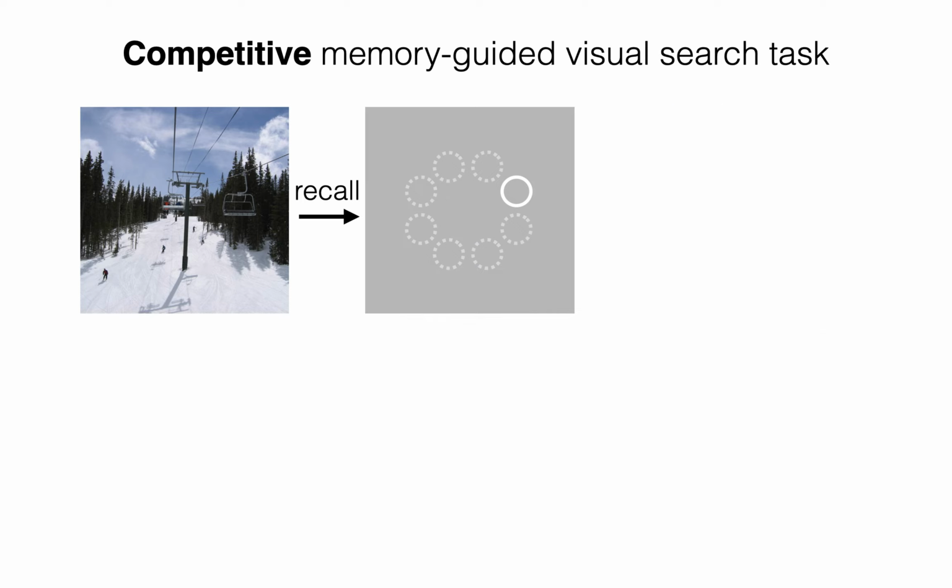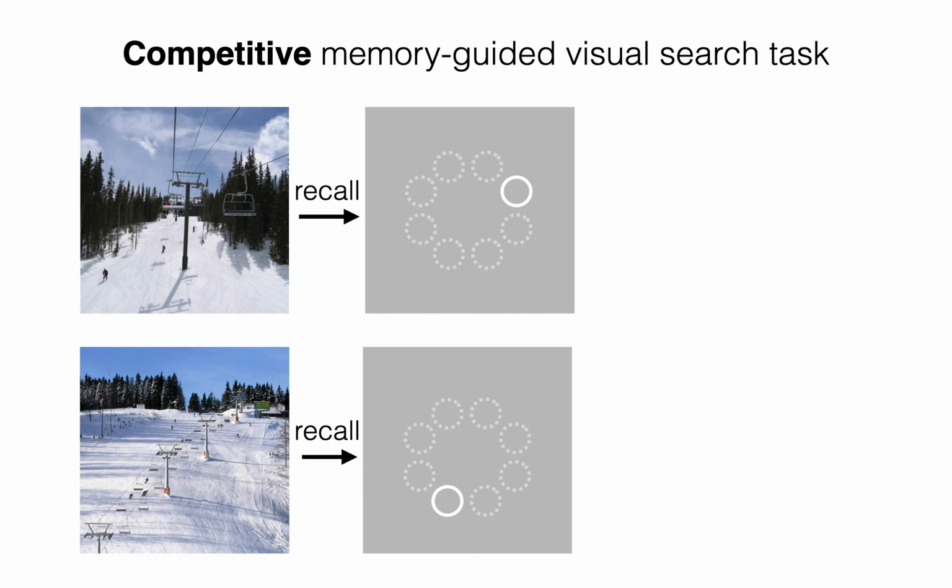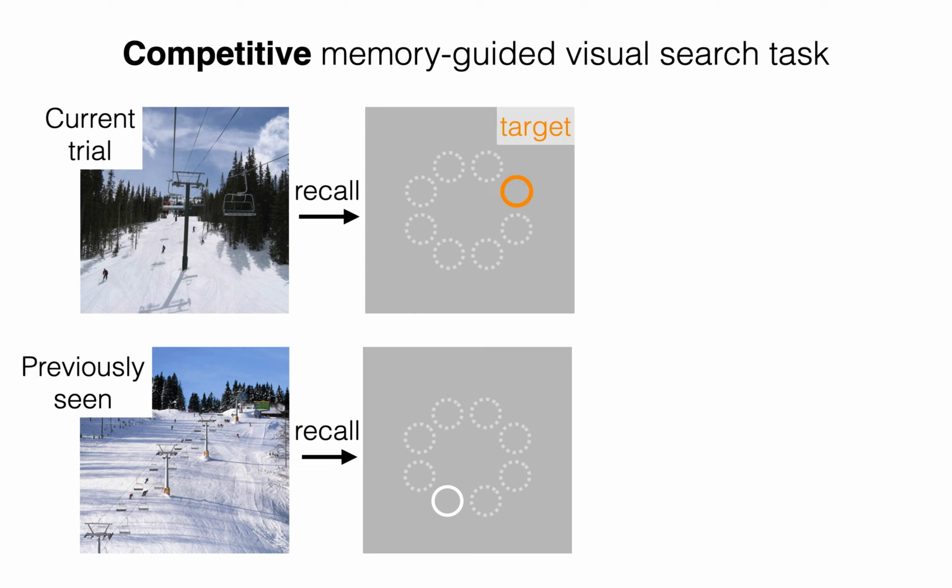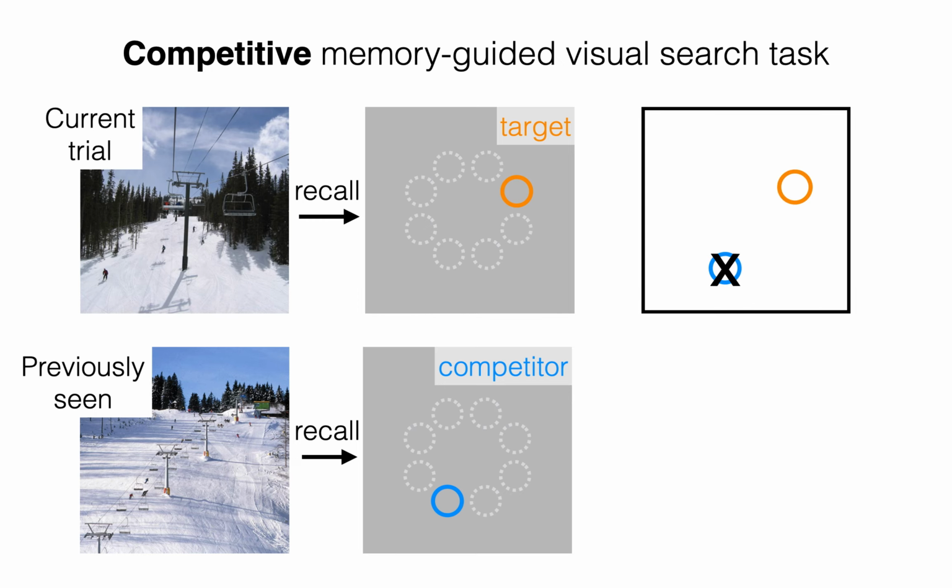Now we just need the competition. We had pairs of similar scenes in this stimulus set, each of which was associated with a different location. This means that when subjects are currently viewing the scene at the top, they need to bring to mind the location associated with that scene, which we'll call the target location, and not the location associated with the similar scene, which we'll call the competitor location. So subjects should be doing something like this in their minds.